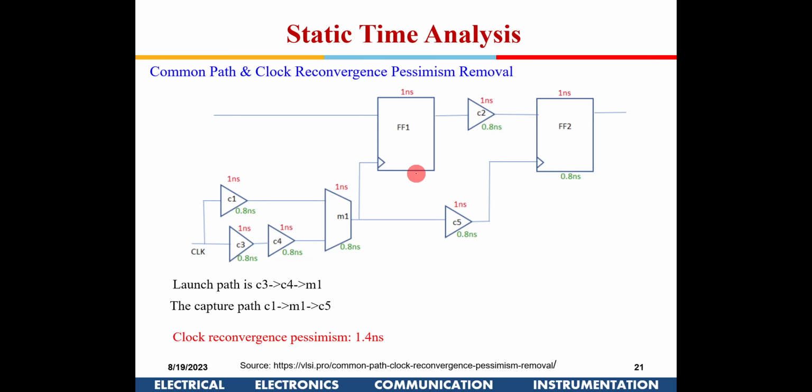You will add unnecessarily more constraints only if you consider this in one of the capture path and launch path. If you consider these as different paths, only then. So this is known as a clock.